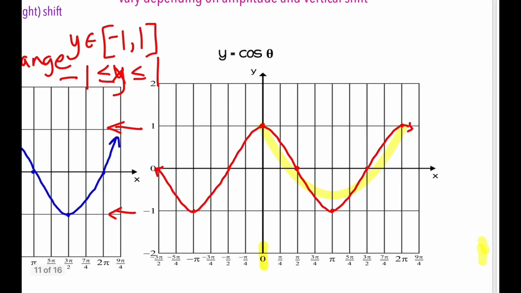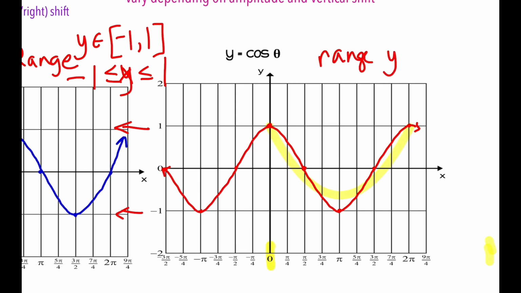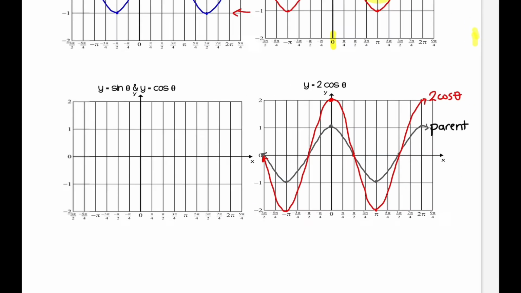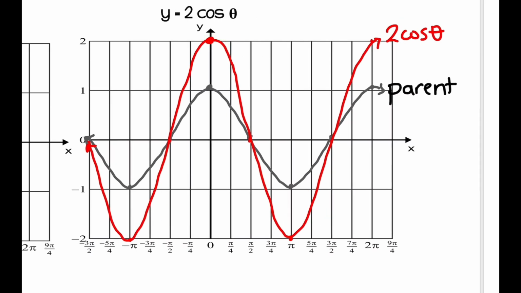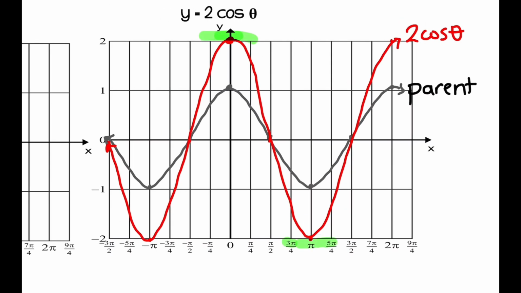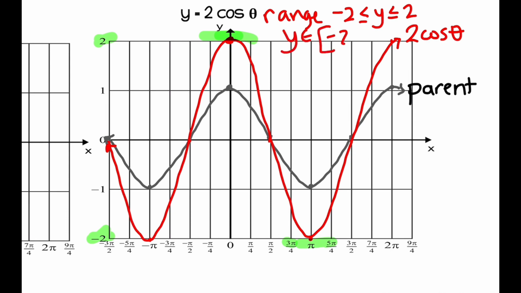Same with cosine, it has the same range. So this range would be from -1 to 1. Now when things start getting a stretch, that's when it changes. So here it's going from +2 down to -2. So you would say that the range on that one is -2 to +2, or you could say y is an element of -2 to 2.